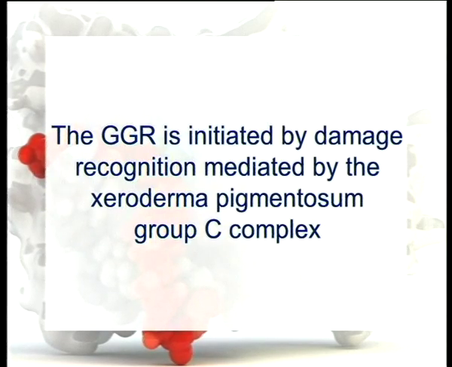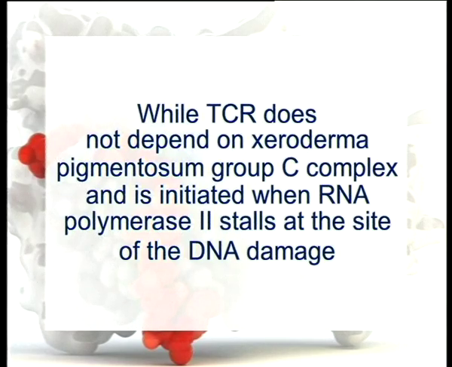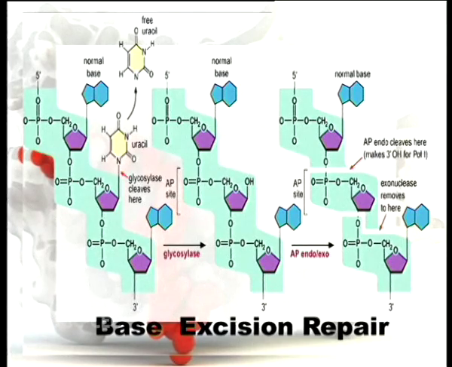The global genome repair is initiated by damage recognition mediated by the xeroderma pigmentosum group C complex, while TCR does not depend on the xeroderma pigmentosum group C complex and is initiated when RNA polymerase II stalls at the site of DNA damage. Base excision repair.